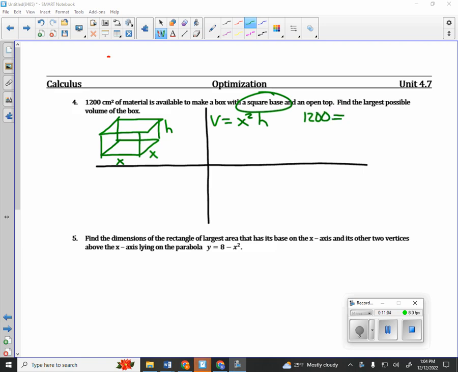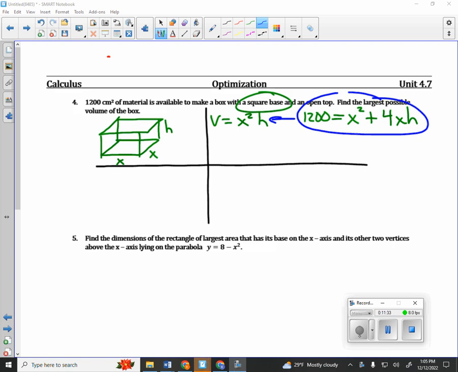Well, the amount of material could be the area of the bottom, which is x squared, plus then the area of each of the sides, 4xh. So, very, very similar to the last problem we did, right? The difference is that this is what's driving the problem. So you're going to have to solve for h here and plug it in there.